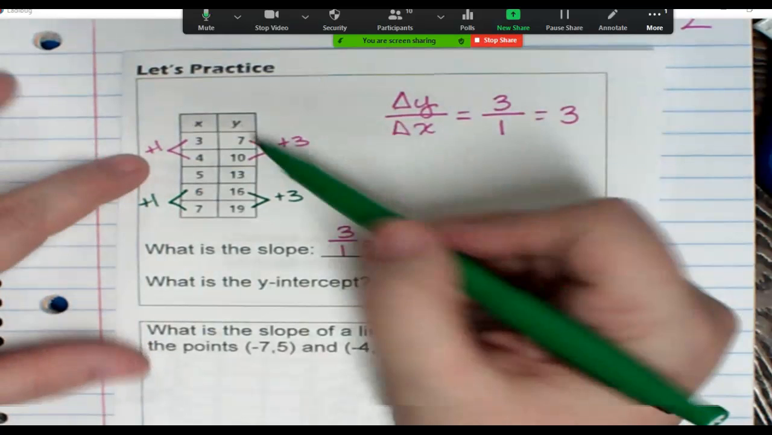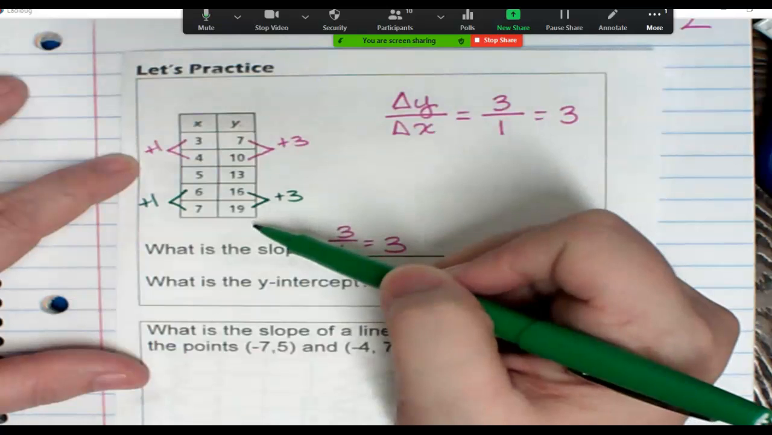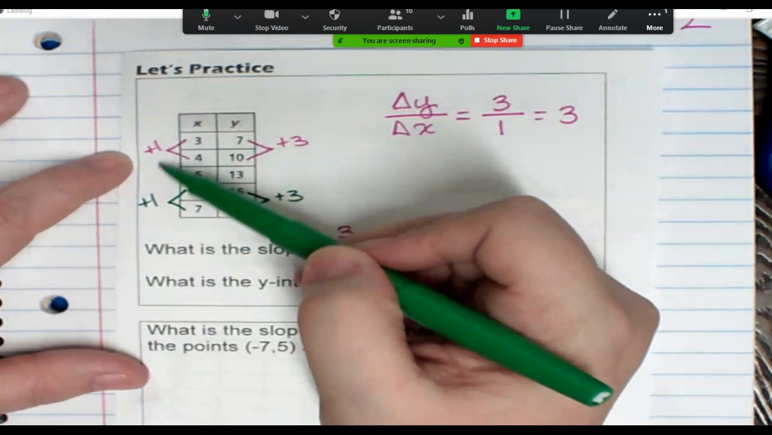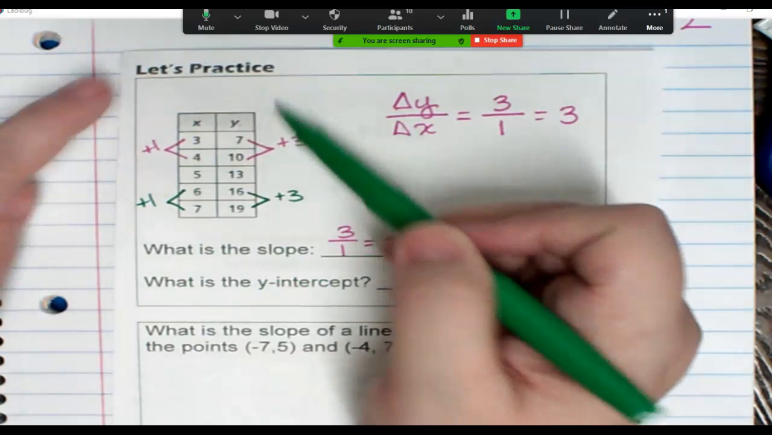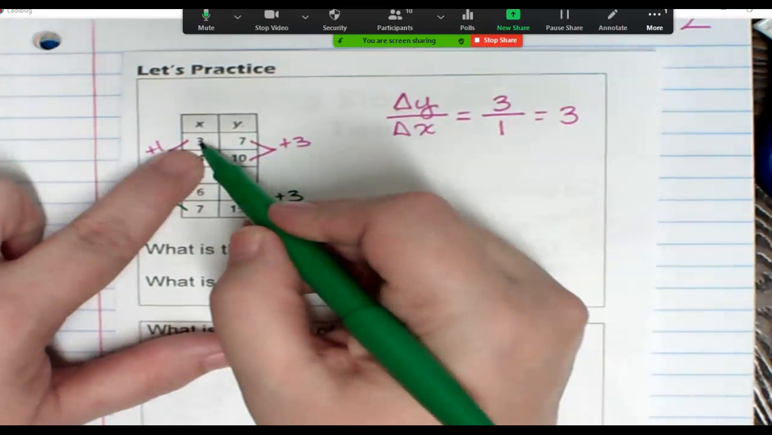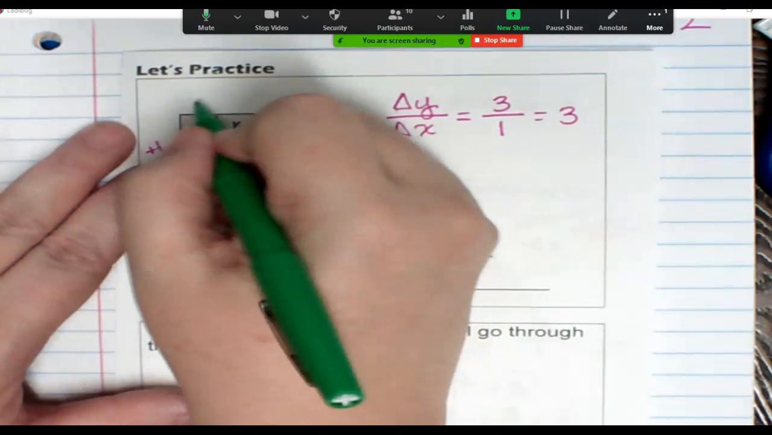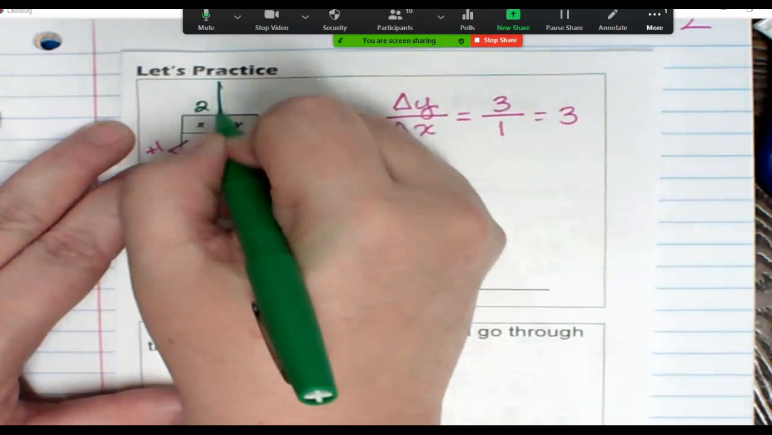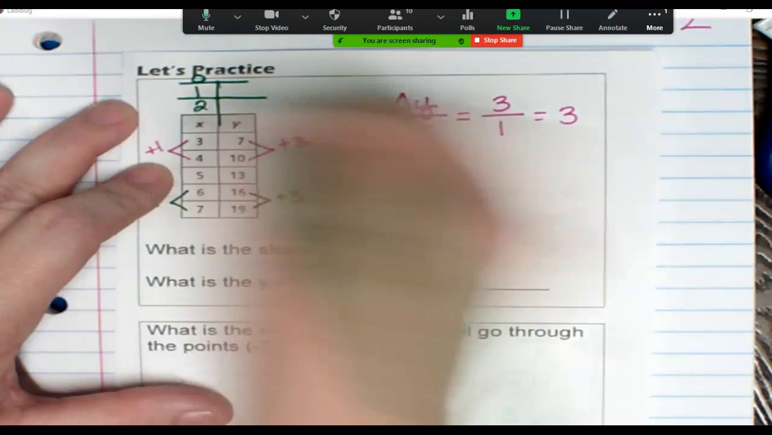I know that each time I go down the table, my y values are adding 3. Down the table, my y values are adding 1. But what if I want to go backwards on the table? Because this is a 3, this is counting by ones, right? So if I went backwards on the table, if I wanted to add more, I would have 2, 1, and 0, right?